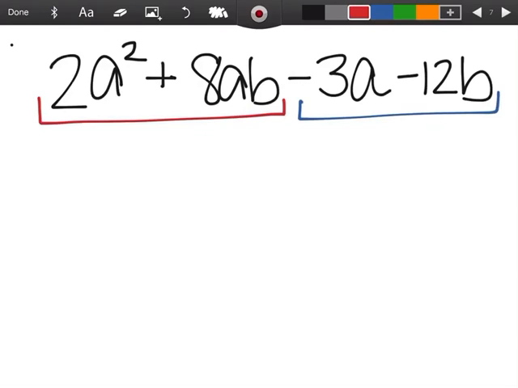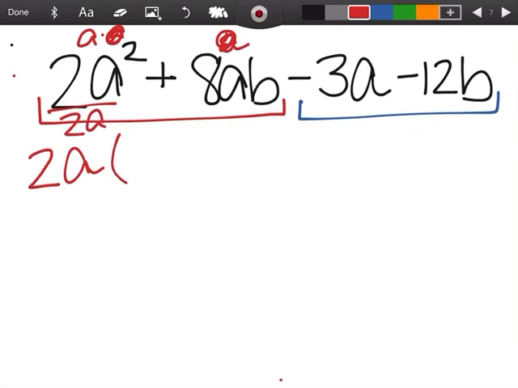I'm going to decide what the GCF of 2a squared and 8ab is. Well, 2 and 8. Let's start with the numbers. The greatest common factor between 2 and 8 is 2. Next, let's look at the a's. This term has two a's, a squared, a and a. This term has one a, so they both have an a that I can factor out. Both terms don't have a b, so I can't include b as part of my GCF.